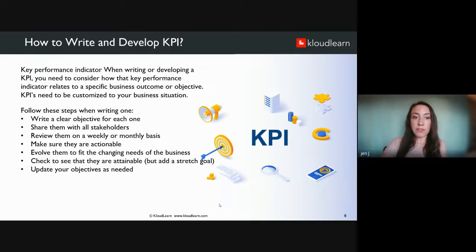Write a clear objective for each one. Share them with all stakeholders. Review them on a weekly or monthly basis. Make sure they are actionable. Evolve them to fit the changing needs of the business. Check to see that they are attainable, but go ahead and add a stretch goal too. And update your objectives as needed.